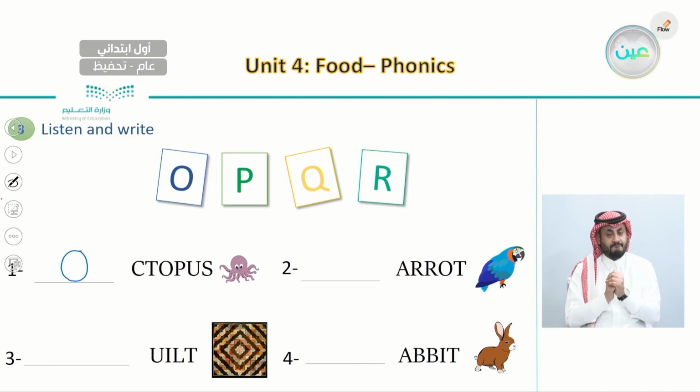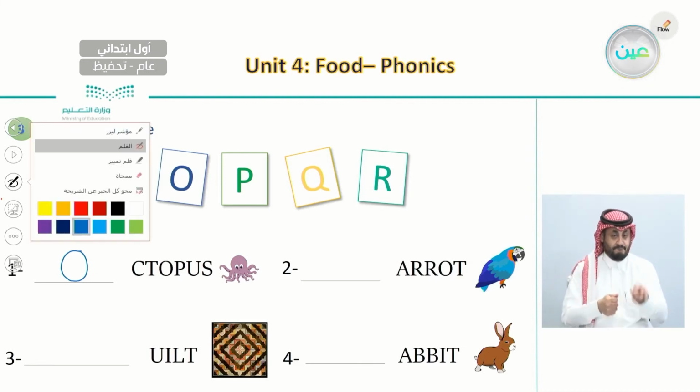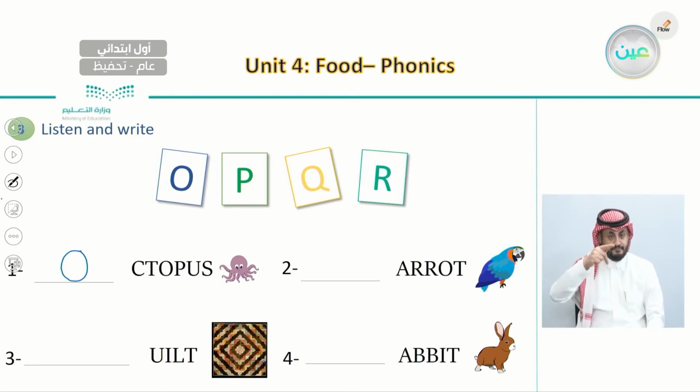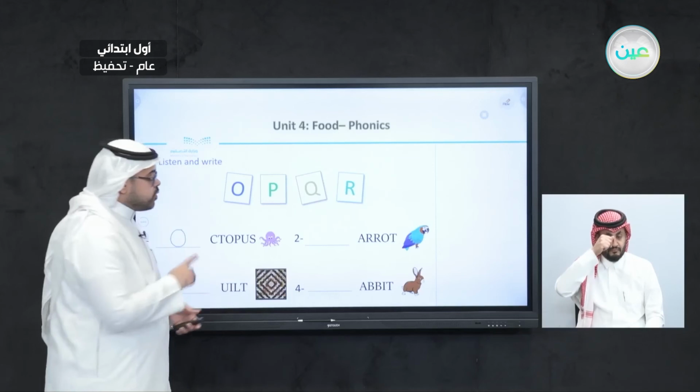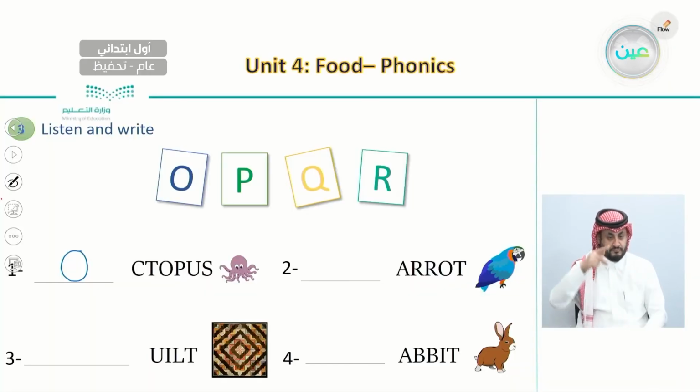The second word is parrot. Parrot. So, what do you think? Does it start with P, Q, or R? Parrot starts with letter P. So here we write the letter P.